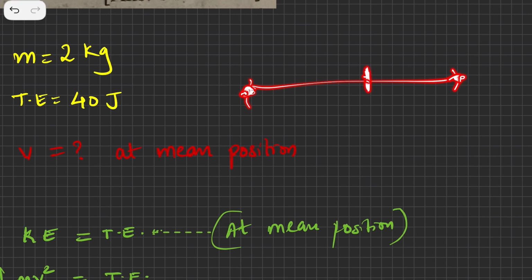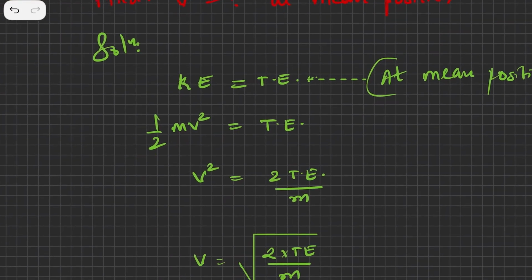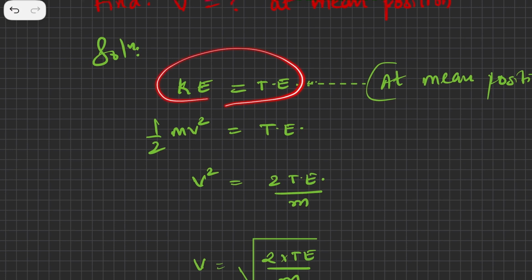You can go back to the kinetic energy and potential energy video from the playlist and check for yourself how we had discussed this. So kinetic energy is maximum at the mean position, and at this point the potential energy is 0. So all the energy is totally kinetic. In place of kinetic energy I will write half mv square, and in place of total energy I know the value, so I will not worry about this total energy.